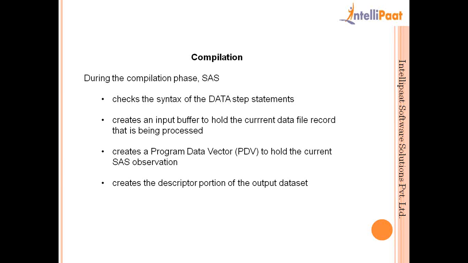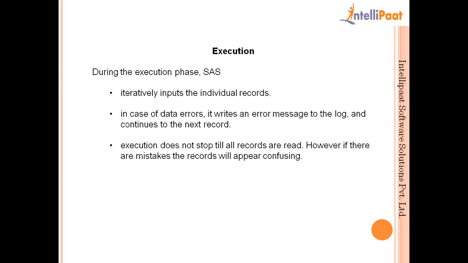Then it creates an input buffer. You remember in the topic I said that we'll be talking about input buffer, then we'll talk about PDV. So here is the term called input buffer to hold the current data file record that is being processed. And then SAS creates a program data vector. This is nothing but the PDV to hold the current SAS observation. Observation means a record or row. Then it creates the descriptor portion of the output dataset, right?